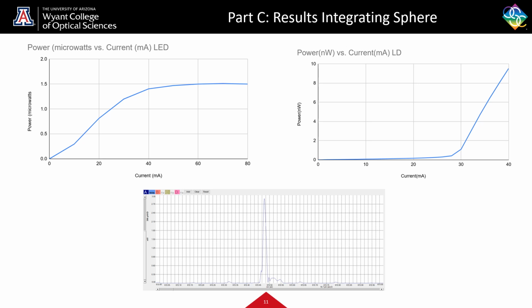This was expected. For the laser diode, it didn't do much until around 30 milliamps, and then it finally started lasing, and the power output is seen to spike. And then in the bottom, that is the spectrum of the laser diode.